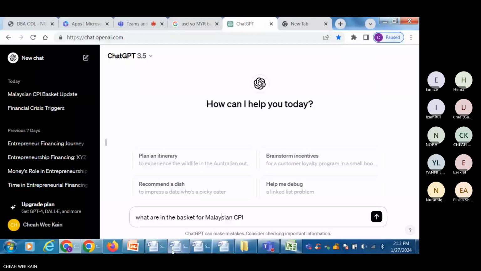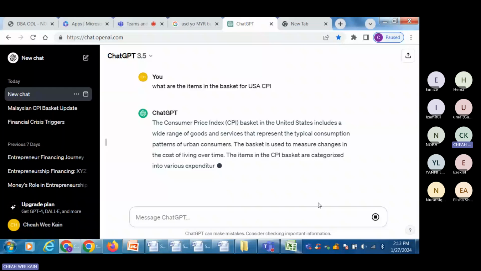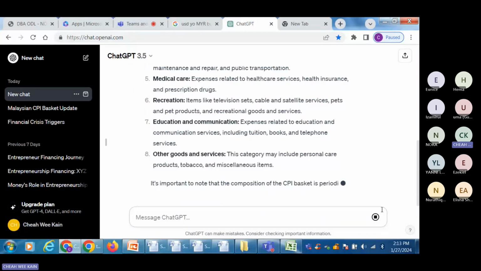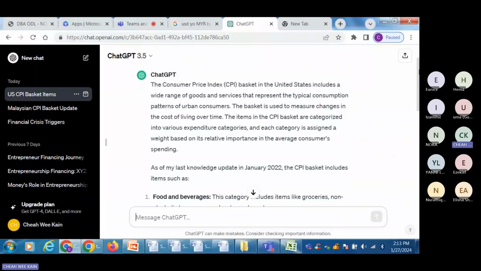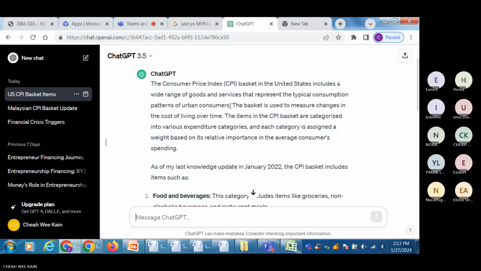What are the items in the basket for USA consumer price index? Okay. Oh, too much. Okay. So the consumer price index basket in the US includes a wide range of products and services, a typical consumption pattern of an urban consumer. Okay. This basket is used to measure changes in the cost of living over time. Okay. So what are the items?